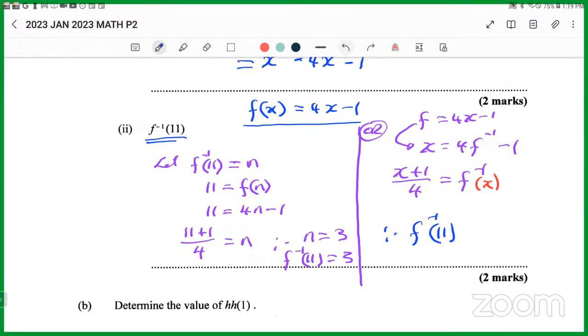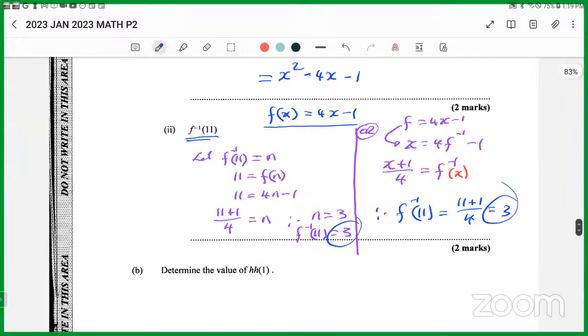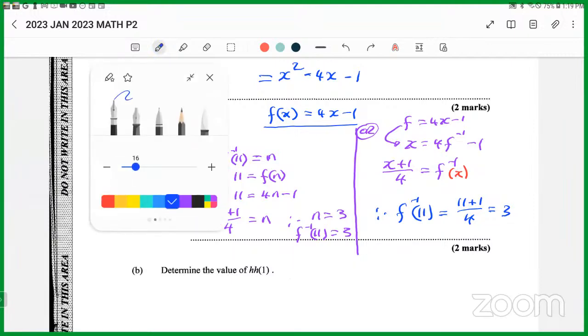The form is equal to 11 plus 1 over 4, which then is equal to 3 same. So the answer is 3, whatever method you use. So you can watch over the video and try this way. But if you realize whichever method you use, you have to transpose, make the subject.